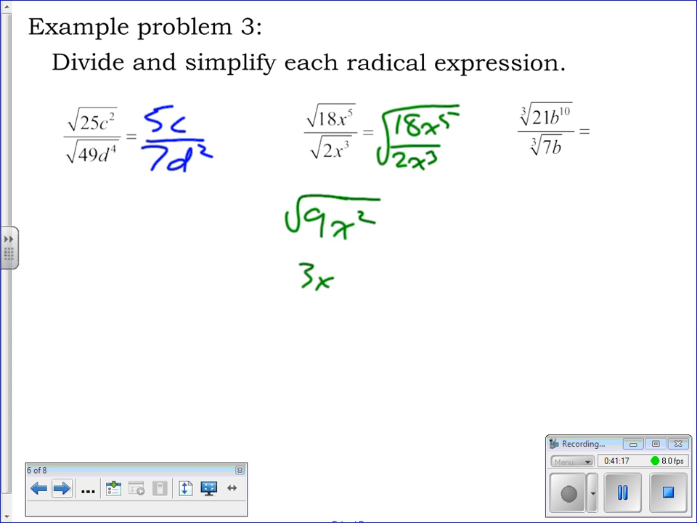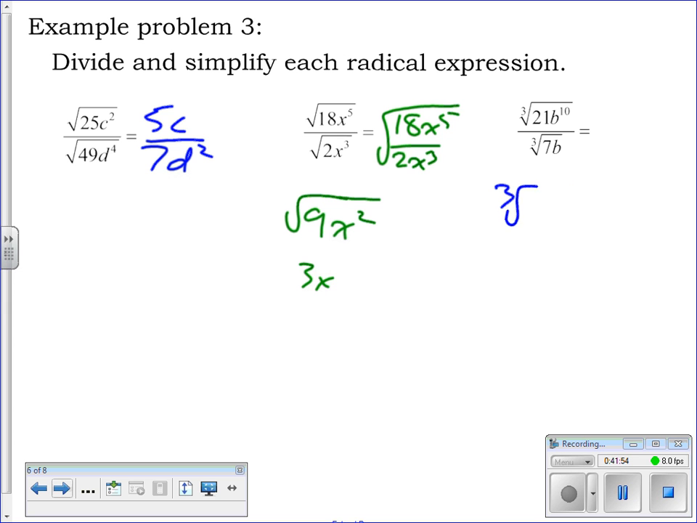And, ooh, my indexes are the same. I can do the same thing in the next one. I don't have a perfect cube in the denominator. I'm going to simplify it and then deal with my cube root. If I had a perfect cube in the denominator, let's say that was 8b cubed or something like that, I'd take the cube root and deal with the numerator separately. But it's not a perfect cube, so I'm going to combine them up. Technically, we can skip this part and just do it, because they're both inside the radicals. So 21 divided by 7 is 3.